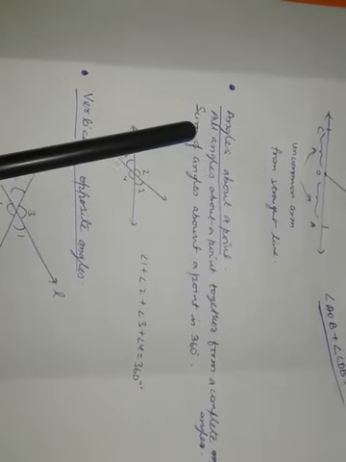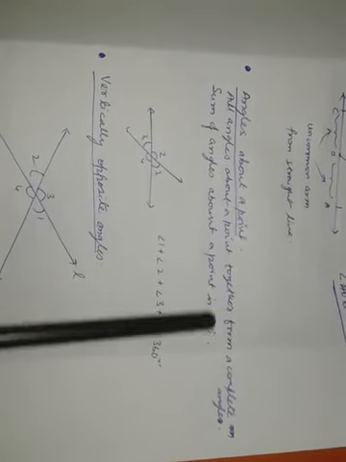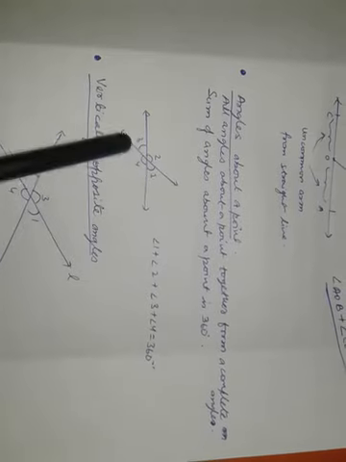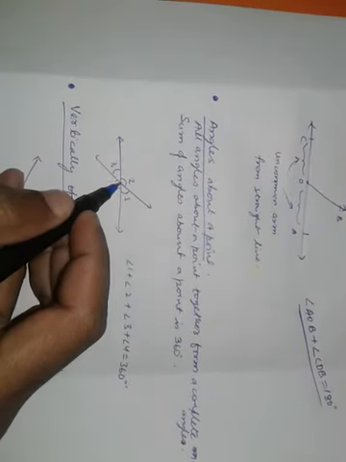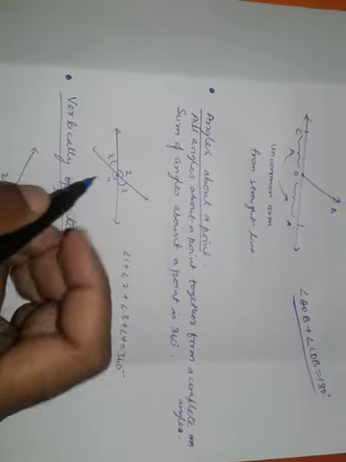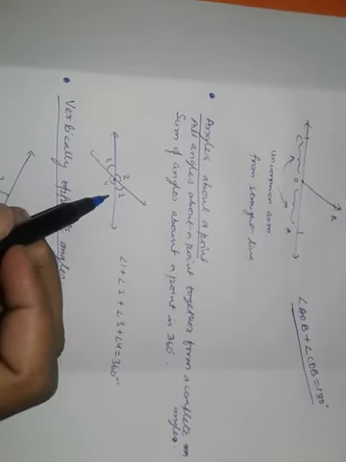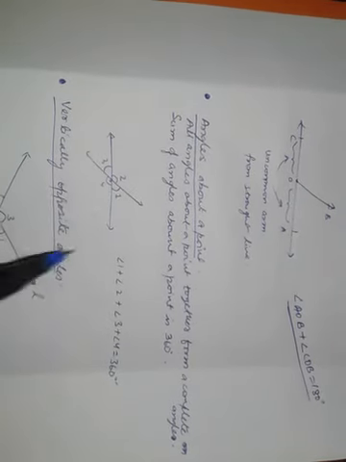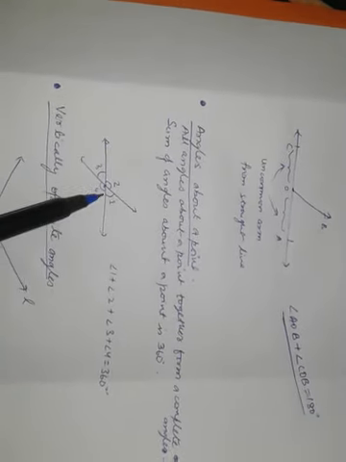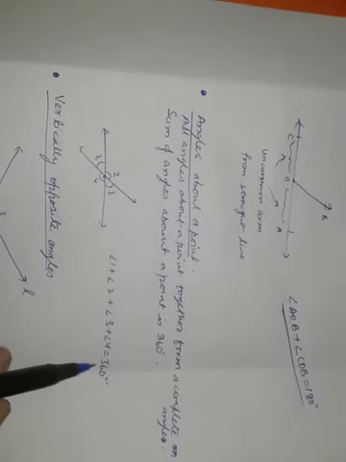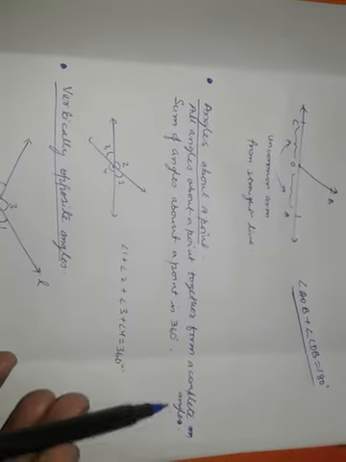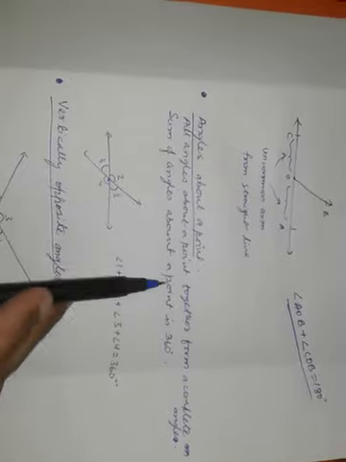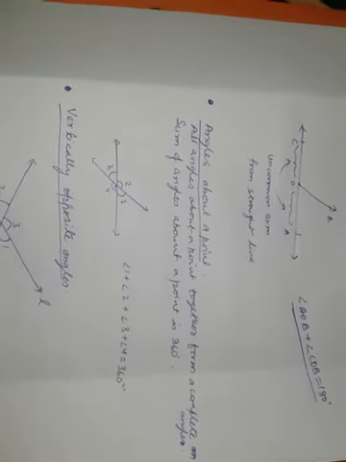Now, the next topic is angles about a point. All angles about a point together form a complete angle. There are lots of angles about a point; we are taking 4 angles only from the book. So you can assume that the sum of all these 4 angles is 360 degrees. Why? Because they form a complete angle. Therefore, the sum of the angles about a point is 360 degrees.